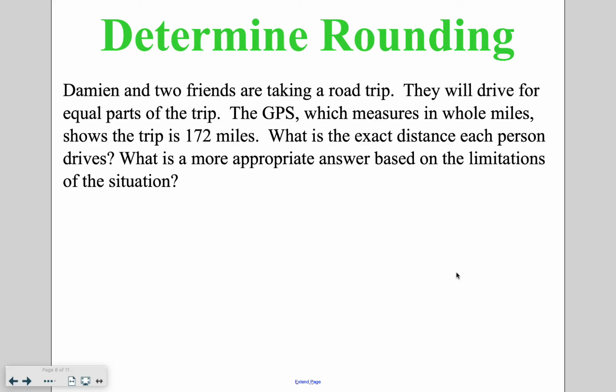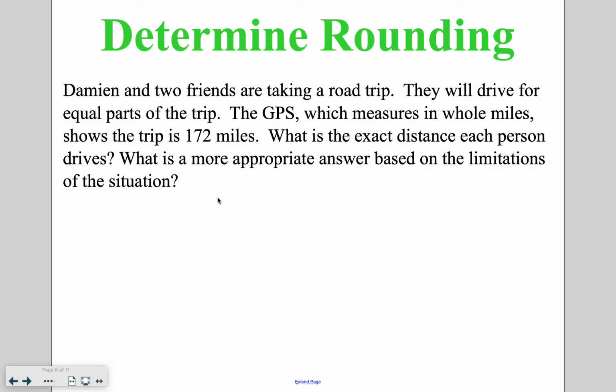Moving on to some more of that accuracy and determining rounding. Damian and 2 friends are taking a road trip. They will drive equal parts of the trip. The GPS, which is going to measure to the nearest whole mile, shows that the trip is 172 miles. First question, what is the exact distance that each person is going to drive?